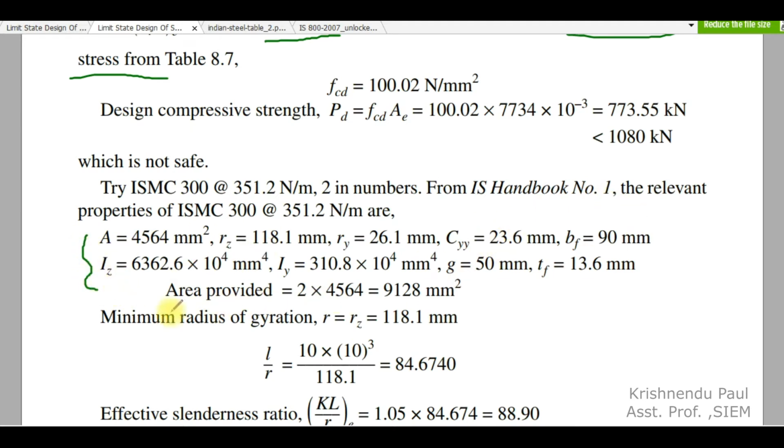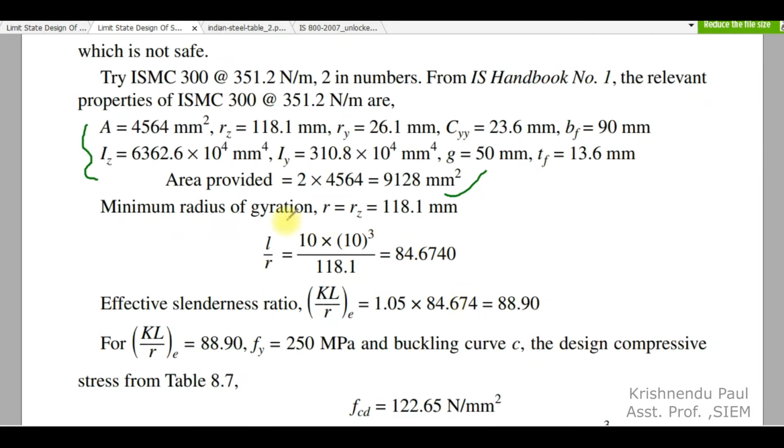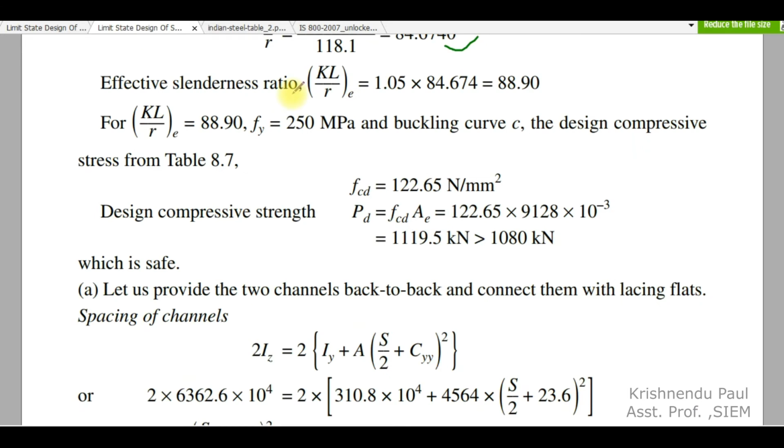Okay, the area for this section is 2 into 4564. This is for one section, so for two sections, this is the total area. The minimum radius of gyration for this case will be 118.1. So this is okay. L by r is equal to 84.67. So the effective slenderness ratio will be 1.05 into 84.674.